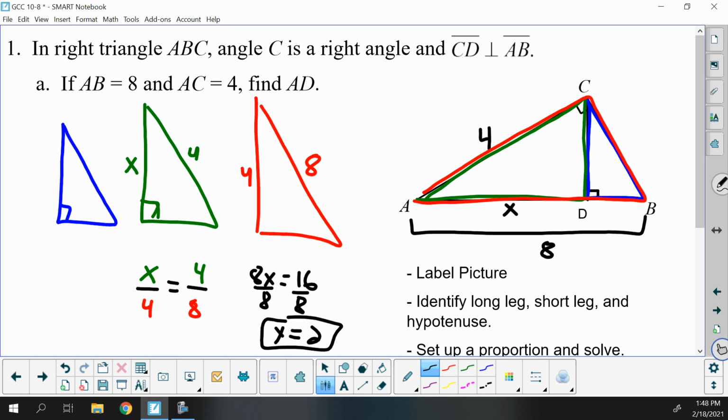So label your picture, draw your separate triangles, and label those separate triangles using the ideas of hypotenuse, long leg, and short leg. And then set up a proportion to solve for the variable that you want to find.